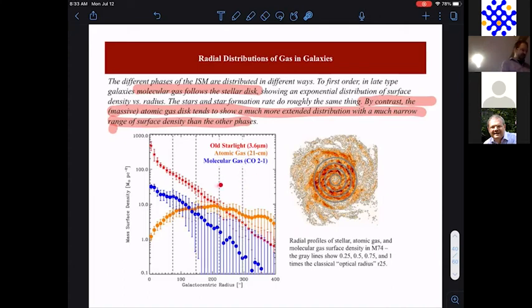For reference here, these dashed lines are showing you the classical definition of the optical radius for local galaxies. This is R25.